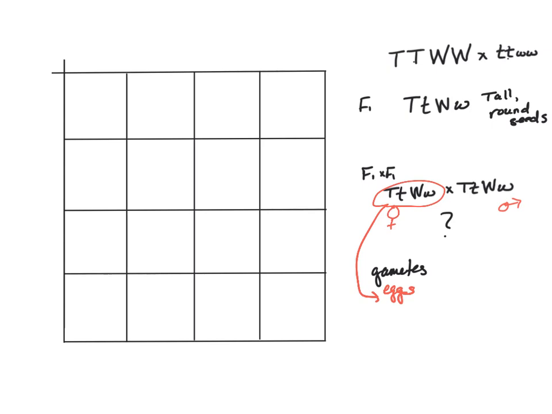We can get, let me erase these and maybe make this a little bit easier to follow. Oh, I can't erase that. All right. So let's go back here. All right, if we look at our eggs, the production of our eggs, we can sort this T with this W, right? So an egg that will get a tall and a round allele. And then down here, we're going to sort this T with the lowercase w. So another egg that maybe gets the tall allele with the wrinkled seed allele.